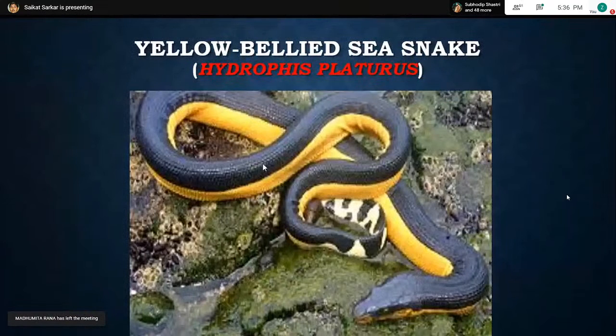This is a yellow-bellied sea snake. This is a typical pelagic sea snake, the only known pelagic sea snake. Okay, and they can respire through the skin of their tail region, the hinder part of the tail region. At least they can do up to 40% carbon dioxide exchange through their skin.